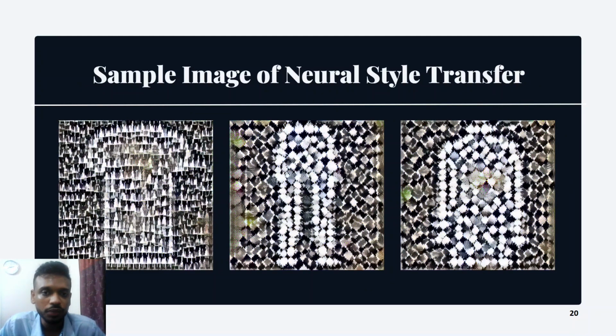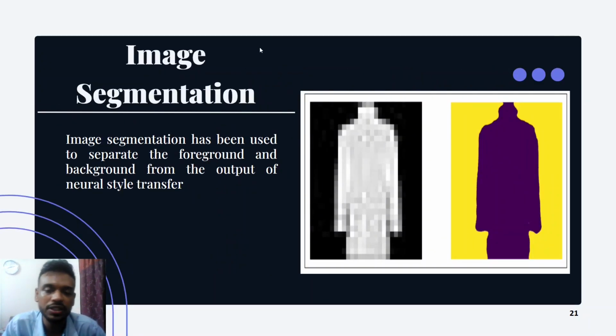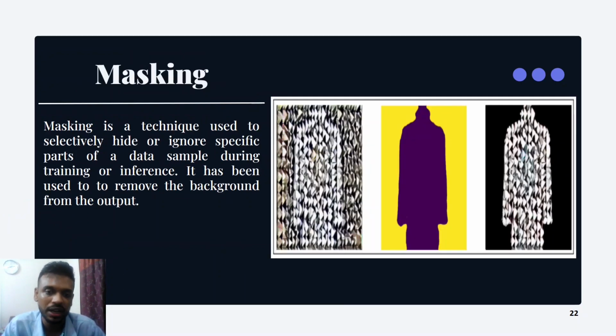This is the output from the neural style transfer algorithm, and as we can see, the background is also infused with the pattern, and we have to remove the background. To remove the background, we have used image segmentation. We are using Otsu image segmentation, not any machine learning model for this purpose. So after using this algorithm, we will get a mask, and we can use this mask to remove the background.